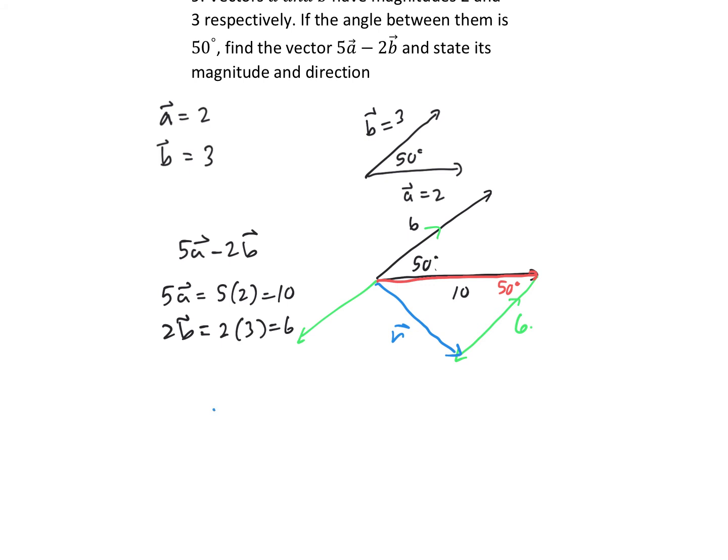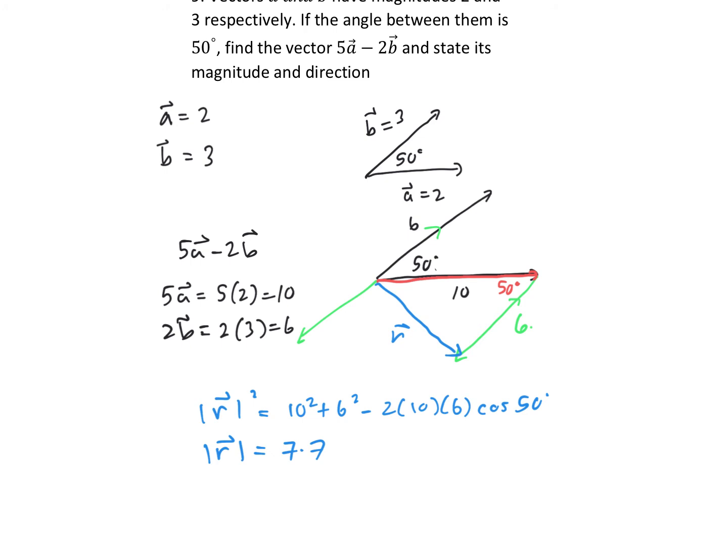So I can still use cosine law. I want the value of the resultant, the magnitude. So it's going to be 10 squared plus 6 squared minus 2 times 10 times 6 times cosine of the angle in between them, which is 50. If I do all that calculation, I get a magnitude of 7.7.